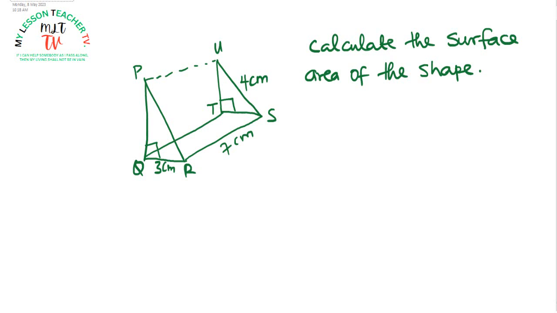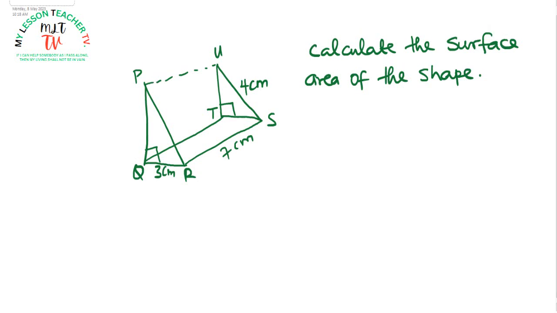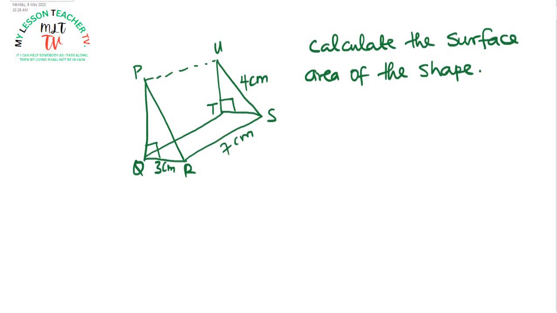I think this should be either for a relative or for somebody in secondary, and we are asked to calculate the surface area of the shape. This is a prism, and for you to calculate the area of a prism, you then need to look at the component shapes that make up this prism.